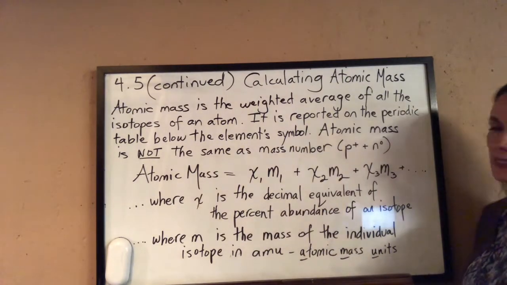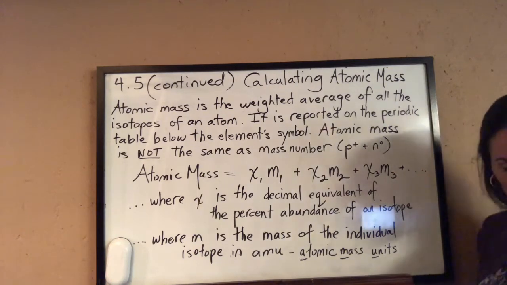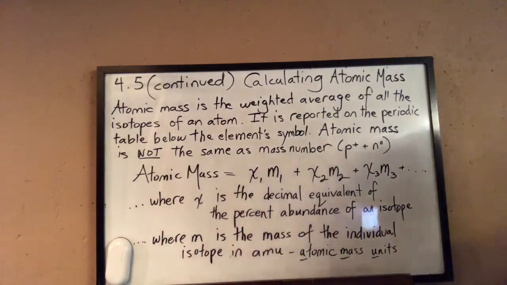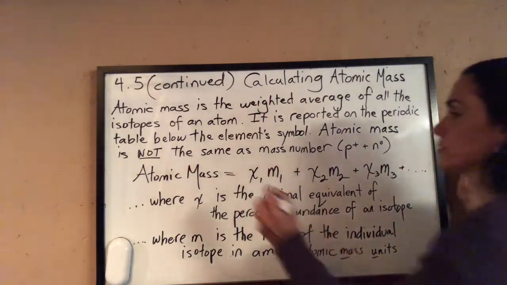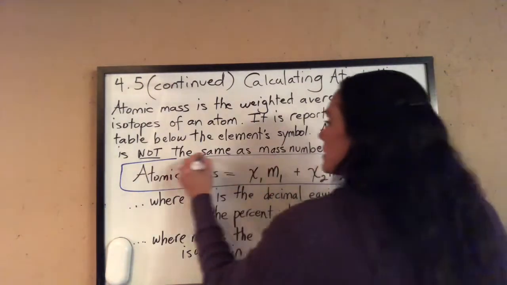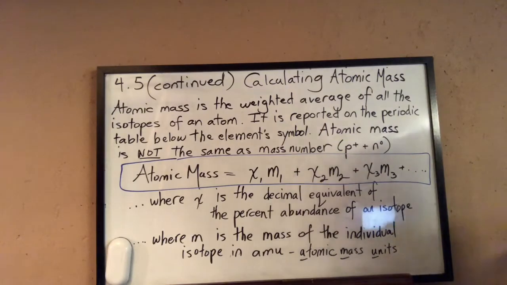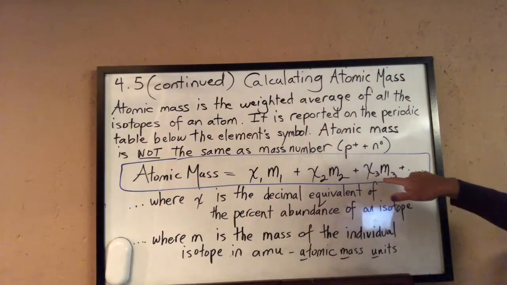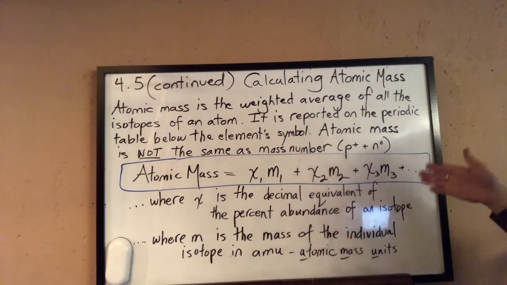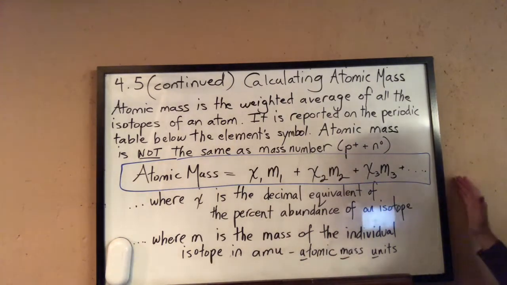So how do we calculate atomic mass? How is that number on the periodic table below the element symbol calculated? Well, there's a little formula here. Atomic mass is equal to the first isotope's percent abundance times its mass, plus the second isotope's percent abundance times its mass, plus the third isotope's abundance times its mass. And if you had more than 3 isotopes, you would add additional terms for those.